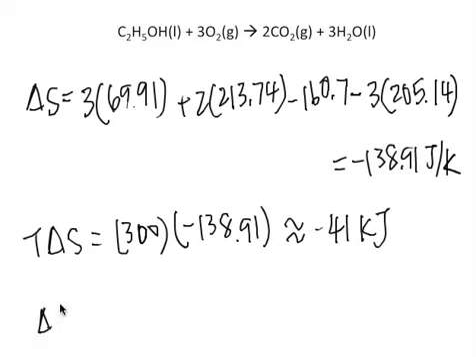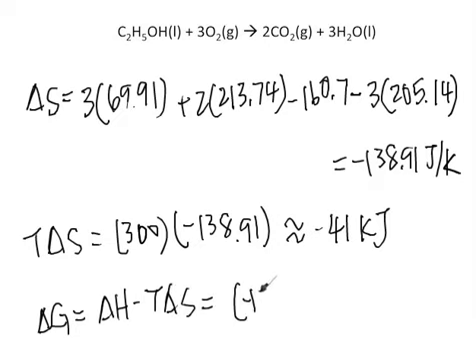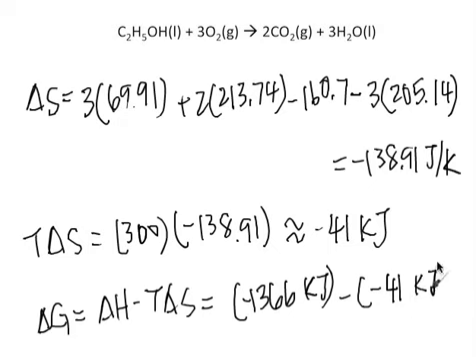So let's calculate delta G. Delta G equals delta H minus T delta S. We've already calculated all these, right? So -1366 kilojoules minus 41 kilojoules. This is going to give us about -1325 kilojoules. So, as we predicted, combustion reactions are spontaneous. This agrees with our prediction.